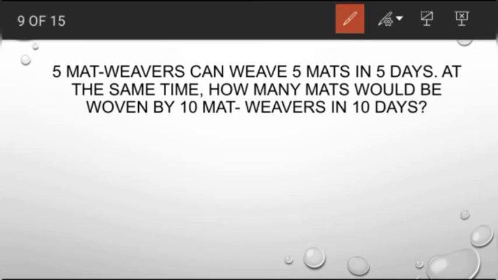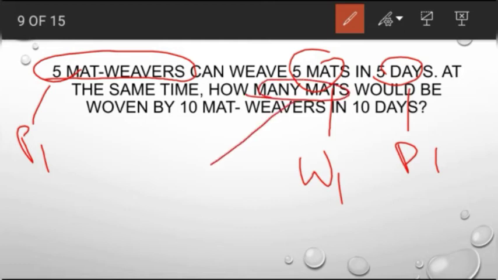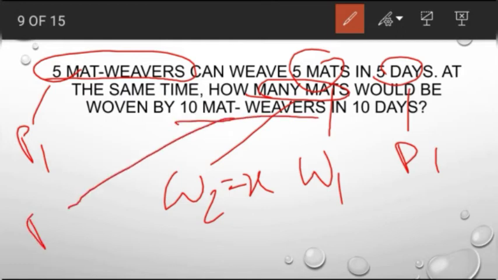Okay, 5 mat weavers, which means 5 persons, P1, can weave 5 mats in 5 days, D1, and 5 mats means work W1. At the same time, how many mats, W2 equals X, would be woven by 10 mat weavers? 10 mat weavers means persons, so P2, in 10 days, D2. Now substitute all these values in our formula.